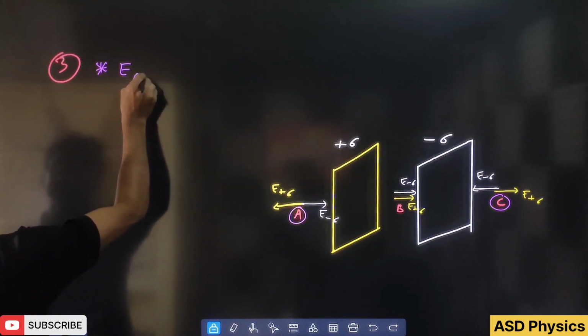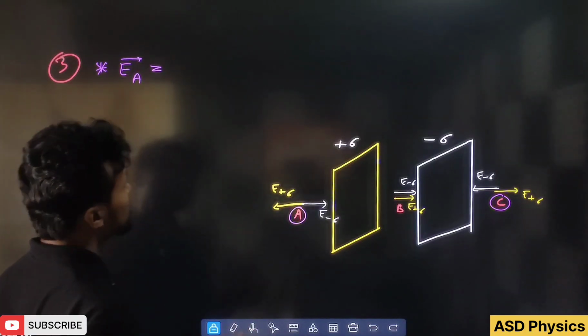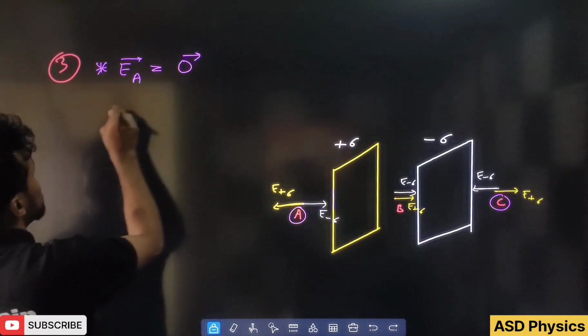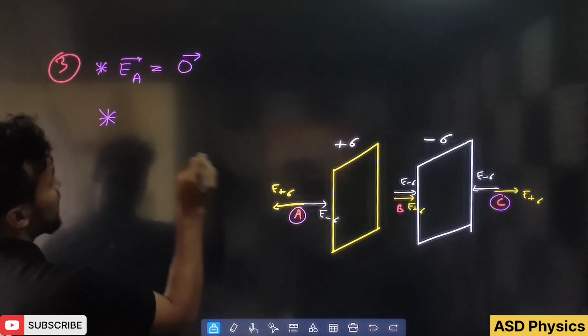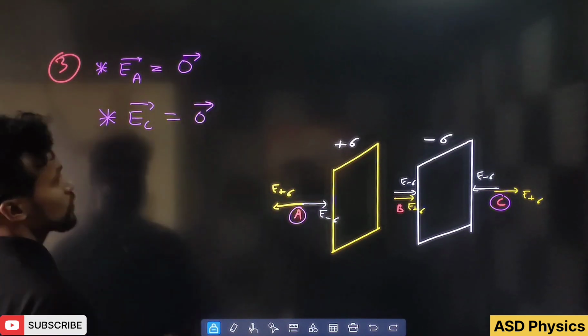So if I talk about point A, how much? Both the electric fields will cancel out. It will come 0 here directly. Similarly, if I talk about point C also, both the electric fields will cancel out, 0.